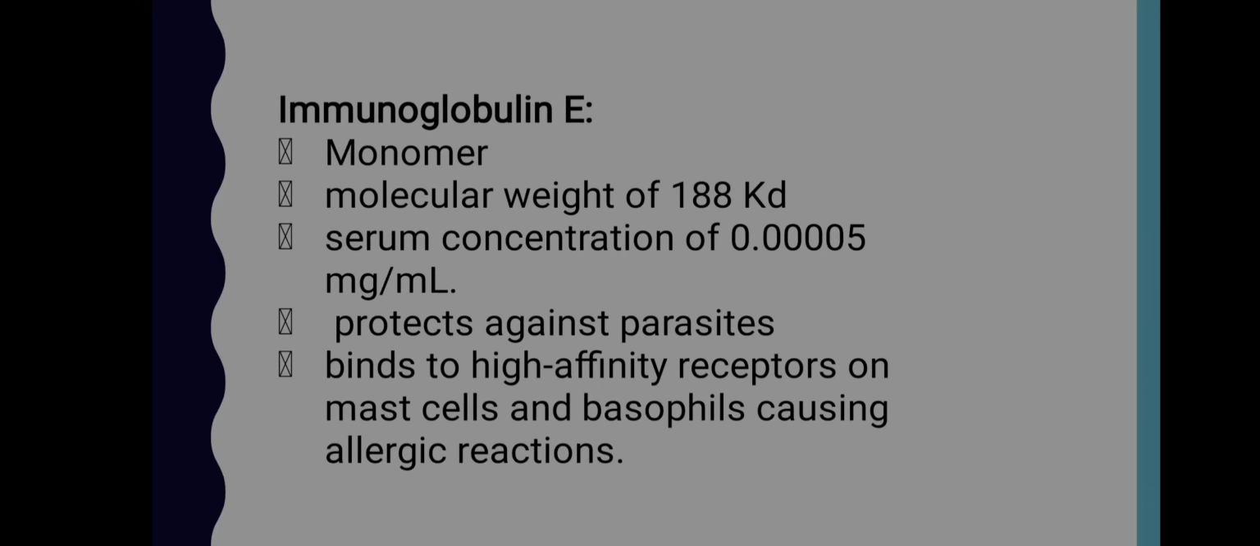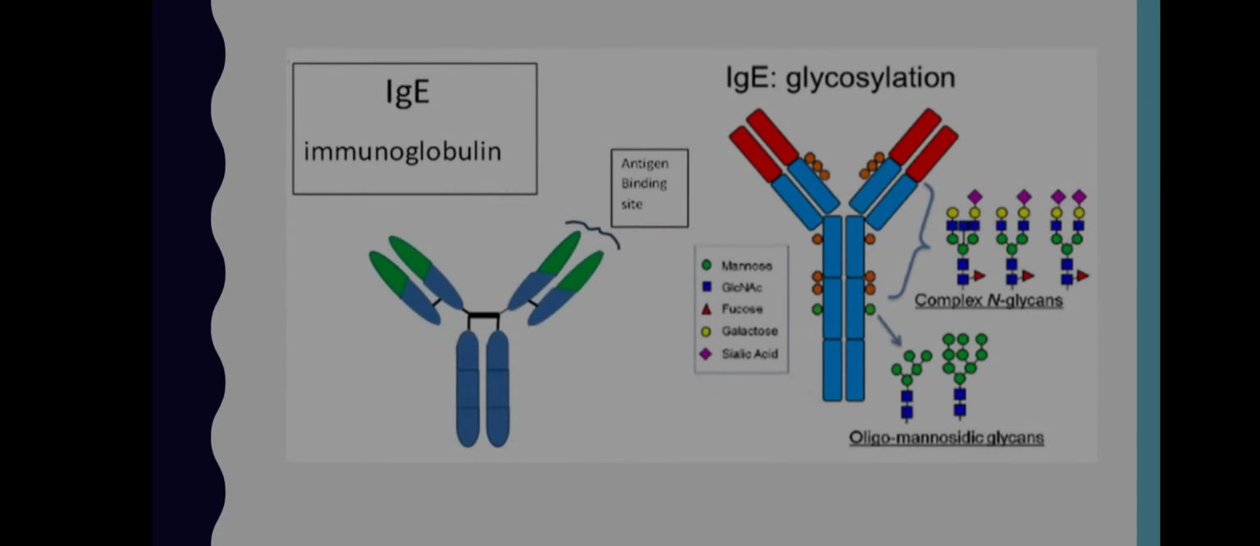Now, IgE is monomeric. Molecular weight is 188 kilodalton. Serum concentration is 0.005 mg per ml. It protects against parasites, binding with high affinity to receptors of mast cells and basophils, causing allergic reactions. This is the structure, and it also shows the glycosylation in IgE.